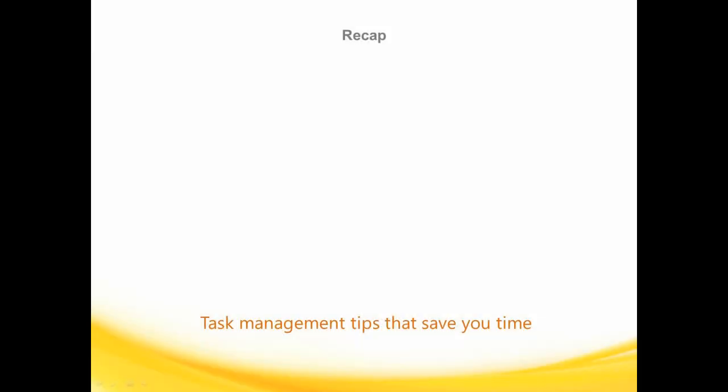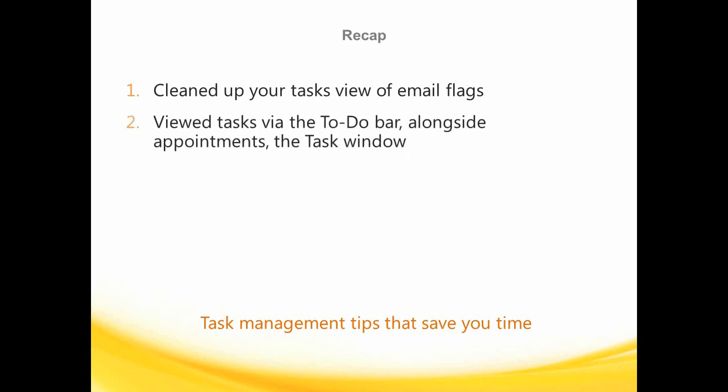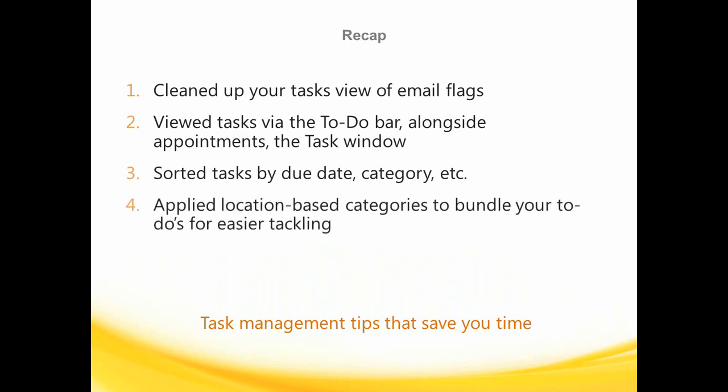So here's a recap of what we've learned in the task section. We learned how to create a custom filter so that the to-do bar excluded all those follow-up flags assigned to emails. We saw some simple and helpful ways to view tasks right inside the to-do bar or alongside your calendar appointments and most comprehensively within the task window itself. That's where I demonstrated several options to manage your tasks more efficiently, whether it's sorting by due date or status, category, or other criteria. I then recommended a system of labeling your tasks by location-based categories, which bundles your to-do list according to where you can act on them.